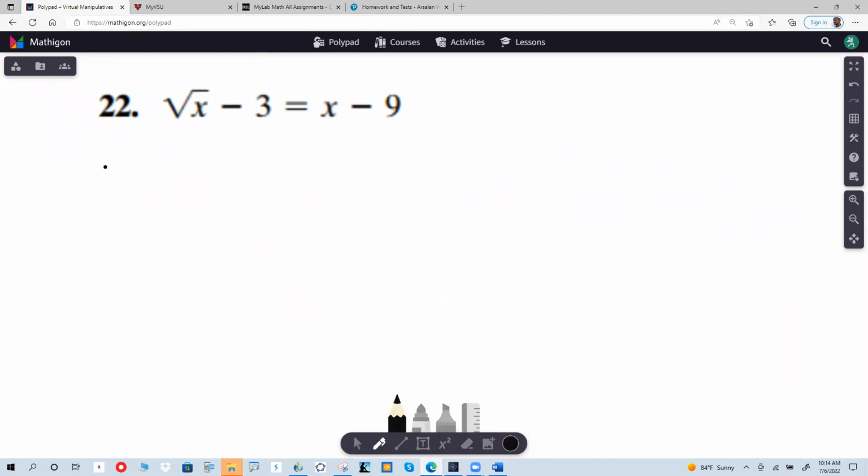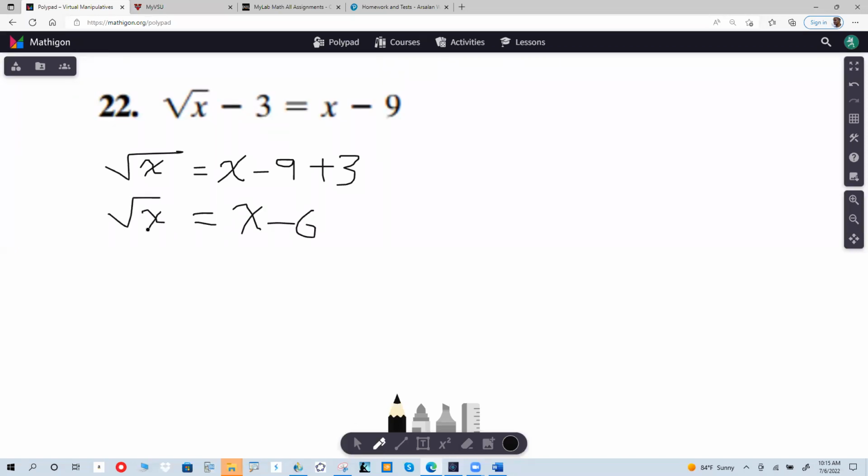You're going to say +3. Why +3? -3 moved from left to right. And the right-hand side, -9 and +3 is x minus 6. Now I'm ready to square.